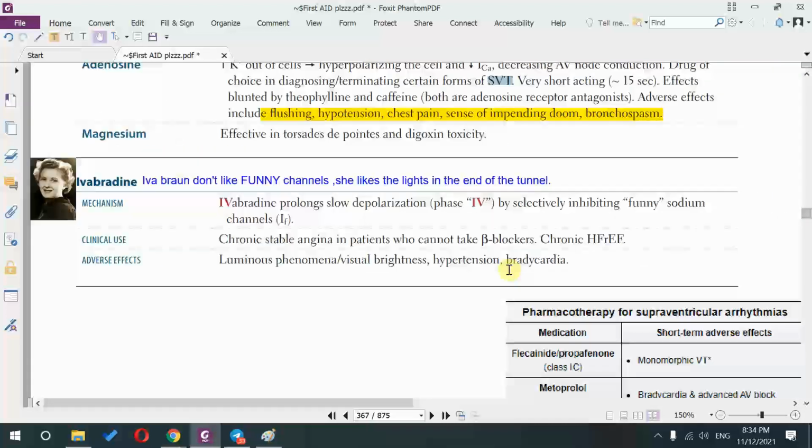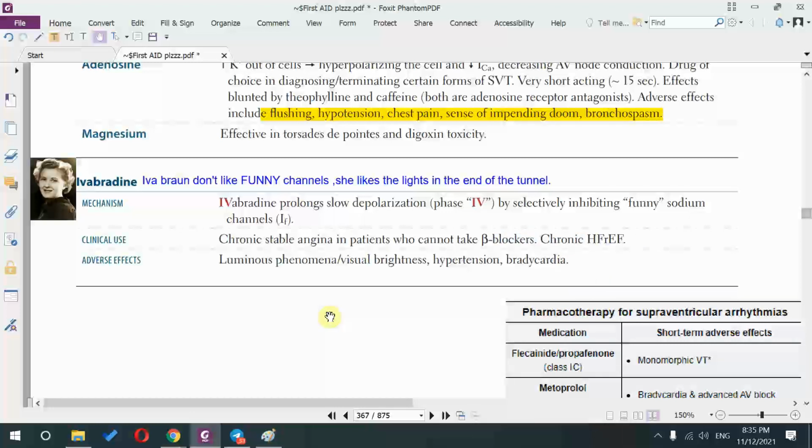I know. So ivabradine prolongs the slow depolarizing phase 4, which is what? By selectively inhibiting what? The funny sodium channels. So Eva Braun does not like funny channels. So she blocks the funny channels. That's her function. So what is the function of this drug? It's used for chronic stable angina in patients who cannot take beta blockers. Who cannot take beta blockers? Well, someone who's asthmatic. Someone who has, except asthma, there is one more thing, bradycardia as well. You cannot give him a beta blocker. It can be used in chronic heart failure with reduced ejection fraction.